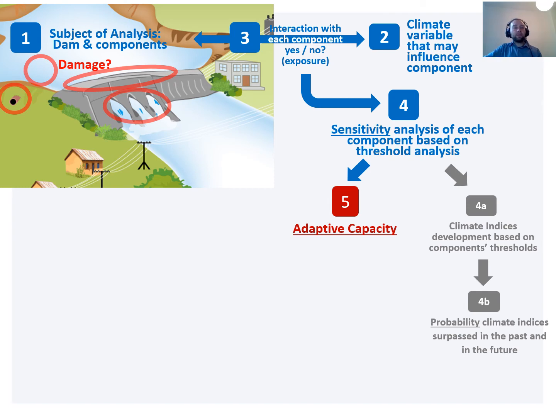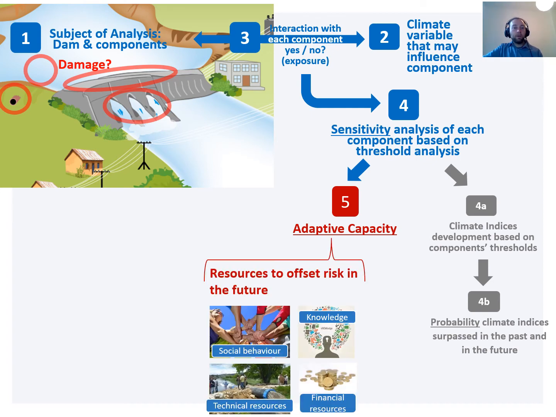Once we have assessed the sensitivity, we proceed to the next step, which is the adaptive capacity. And remembering, adaptive capacity are resources to offset risk in the future. So we assess issues like social behavior, financial resources, knowledge, and technical resources, both what we have and what we lack, in order to map different factors leading to an increased or reduced adaptive capacity.